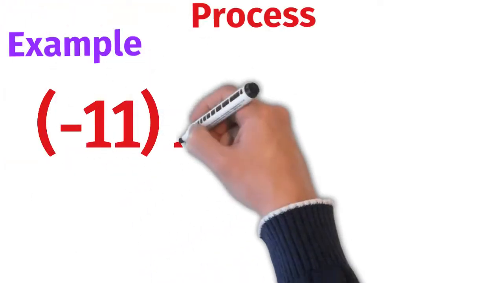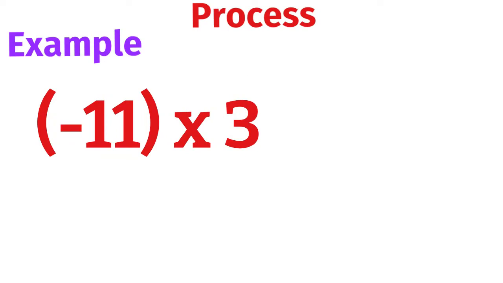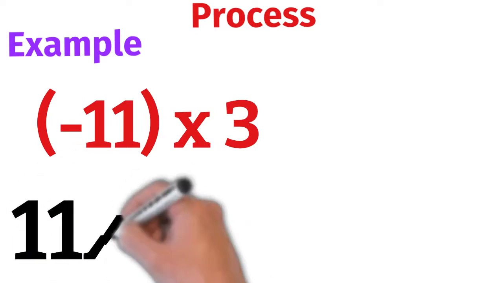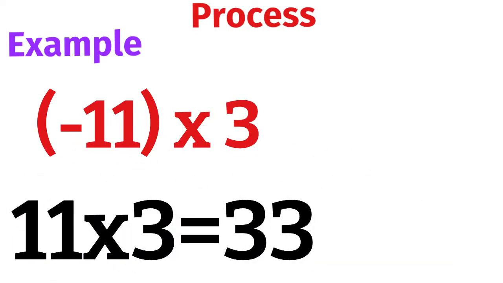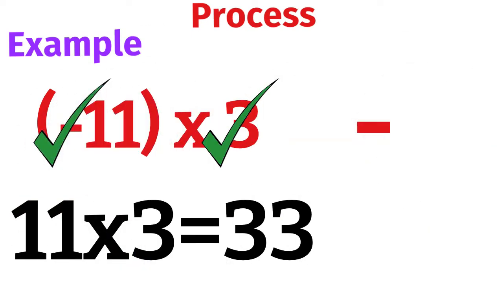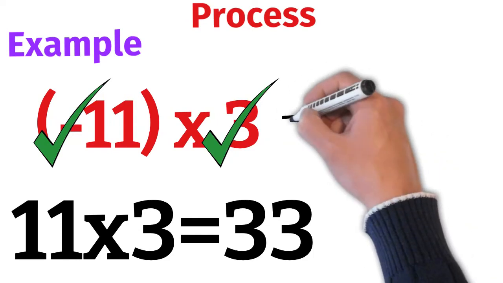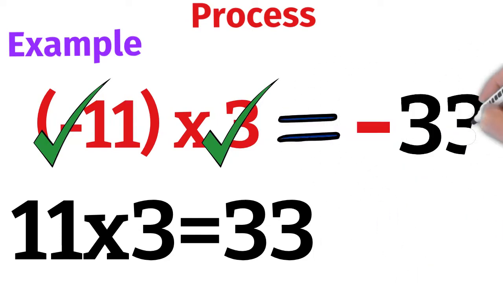Likewise, let's multiply -11 with 3. In step 1, we will multiply -11 and 3 without sign, that is as whole numbers 11 and 3. Now, 11 multiplied by 3 equal to 33. Next, as among the integers to be multiplied, one integer is positive and the other is negative, the product will be negative. Thus, -11 into 3 equal to -33.